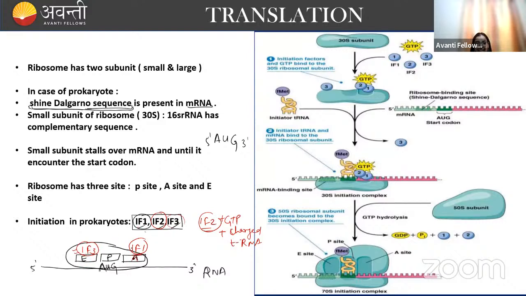IF1 will bind to the A site so that the IF2, which is recruiting this charged tRNA, will bind to the P site, because this charged tRNA is carrying the amino acid which is methionine, right? And the start codon is present in the P site. So this charged tRNA has to bind in the P site. So IF2's role is to recruit this charged tRNA. So this charged tRNA will bind in the P site.